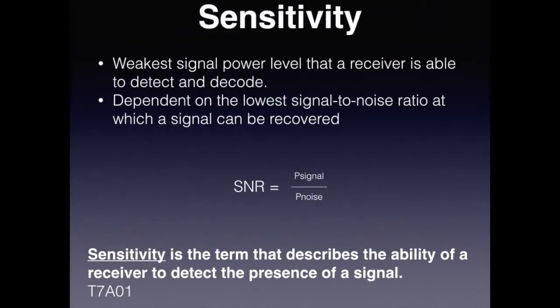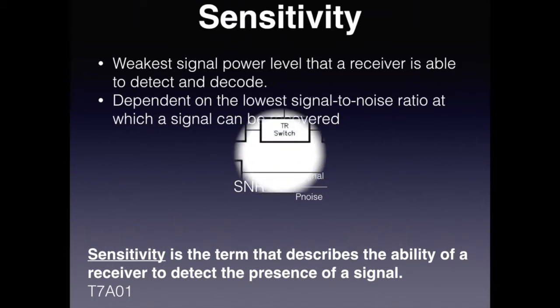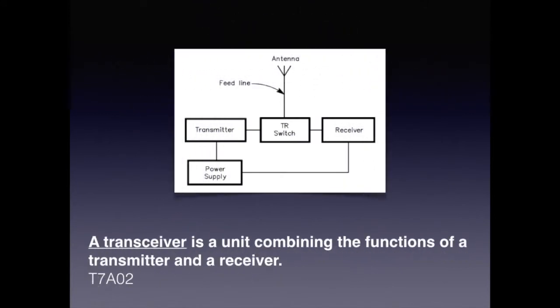The sensitivity of a receiver describes the magnitude or strength of an input signal needed to produce an output signal. In order to achieve this, it has to have a low signal-to-noise ratio. For the exam, know that sensitivity is a term that describes the ability of a receiver to detect the presence of a signal.